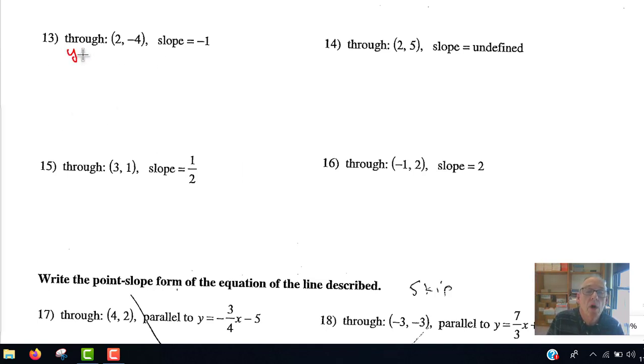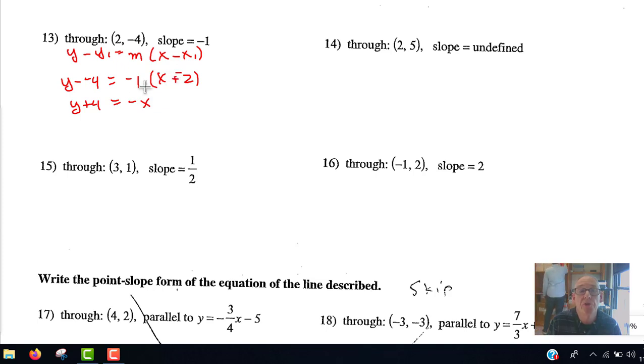So y minus y1 equals m times (x minus x1) is my point-slope formula. My m is a negative 1. My x1 point is a 2. And my y1 point is a negative 4. So I have y minus a negative 4, that's a y plus 4, equals negative, and I'm going to distribute this negative 1 over the parentheses. I get a negative x, and a negative 1 times a negative 2 is a plus 2. Now I need to gather my x's on the left and my numbers on the right.